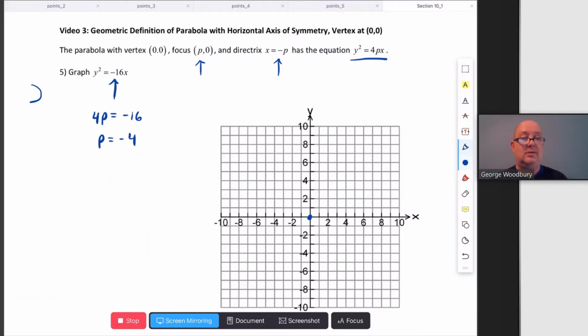The focus, p is negative 4, so I move 4 in that direction. The directrix would be 4 in the other direction, at x equals 4.